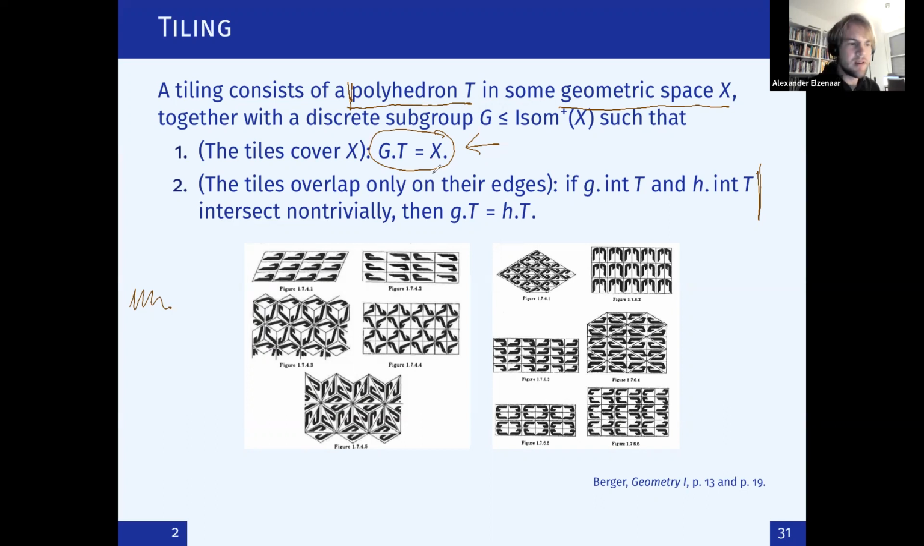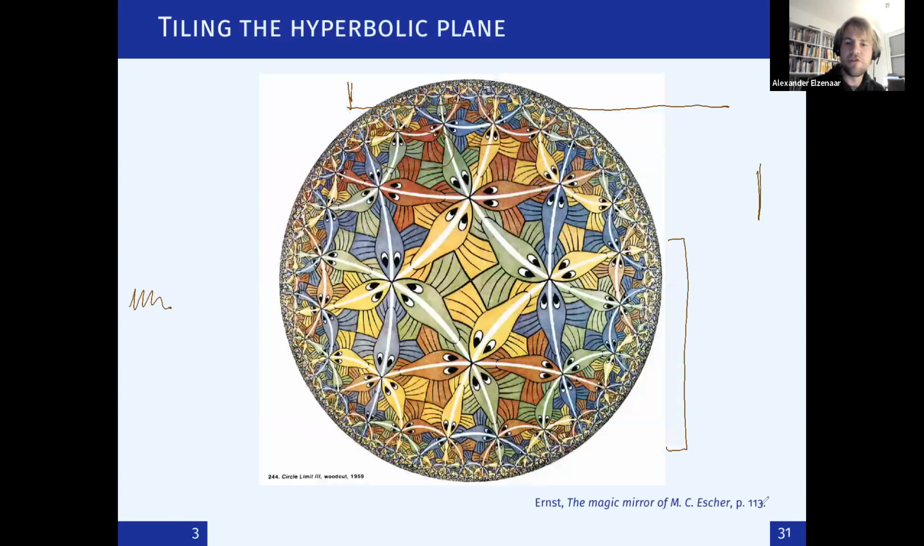Just to show that this is a non-trivial thing to do, you may have heard that in R2, the Euclidean plane, there are exactly 17 wallpaper groups, and these are the possible tilings of the Euclidean plane via isometries, allowing rotations and reflections. More generally than the Euclidean plane, we can tile the hyperbolic plane. So this is a famous picture by Escher showing the disk model of the hyperbolic plane.